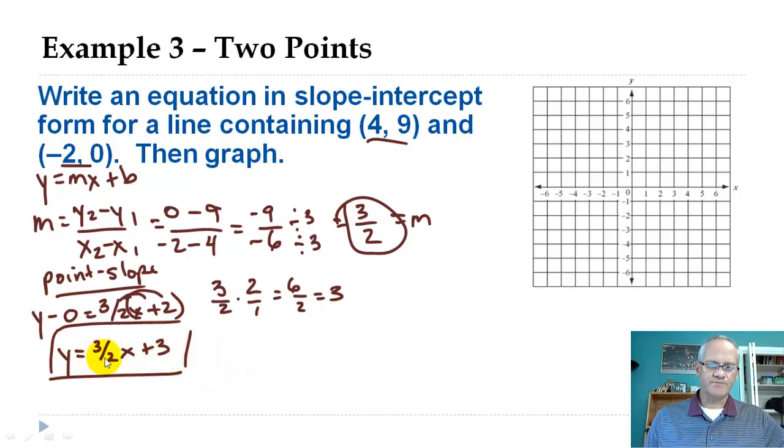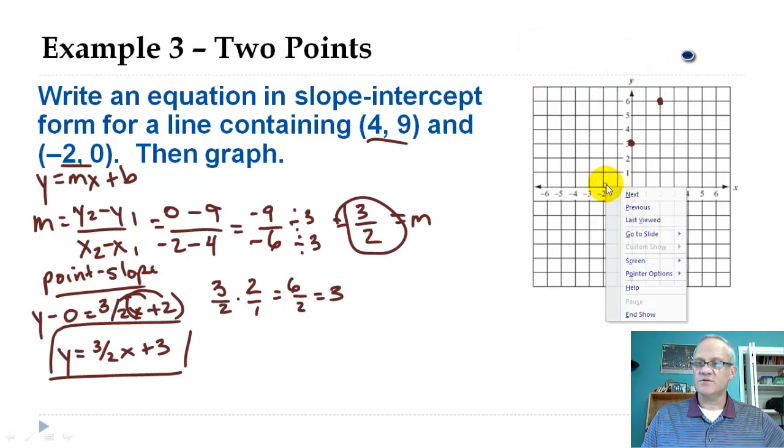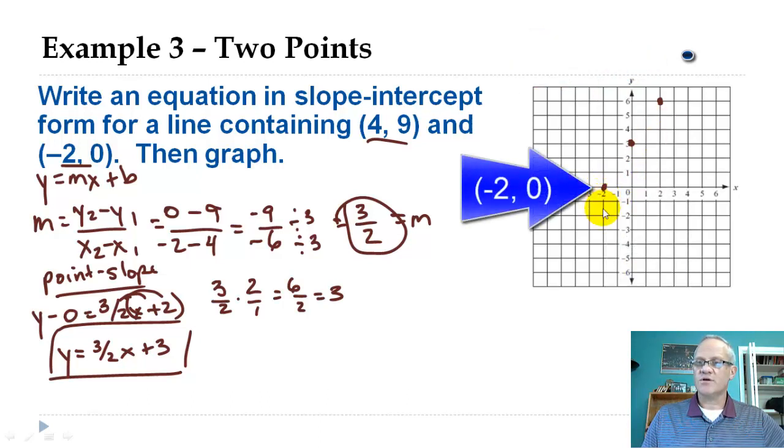All right, let's graph it. So where do I begin? I begin at 3. It's going to be right here. And then how do I move? I move by going up 3 and 2 to the right. So up 1, 2, 3, and 2 to the right. Or I could also go 1, 2, 3, down 3 and then 2 to the left, that way the 2 negatives will cancel each other out there. And so this is the line.